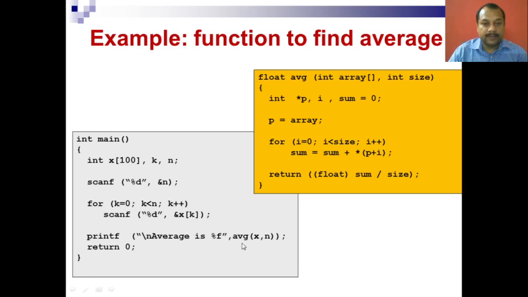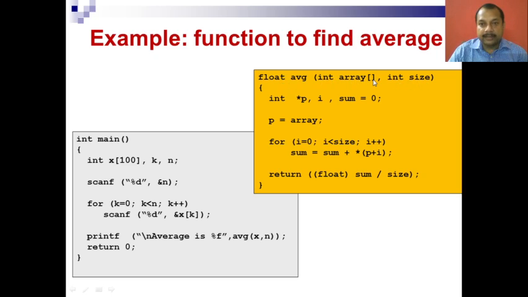Then I am calling the function average with the array as well as the size of the array, that is x and n, and the return value is the average. I am printing that one directly using %f. And inside the function average, I am declaring one array parameter and one integer parameter.